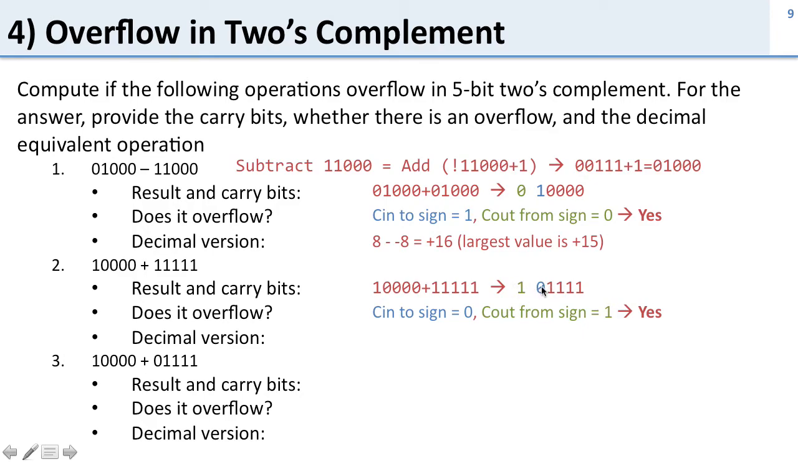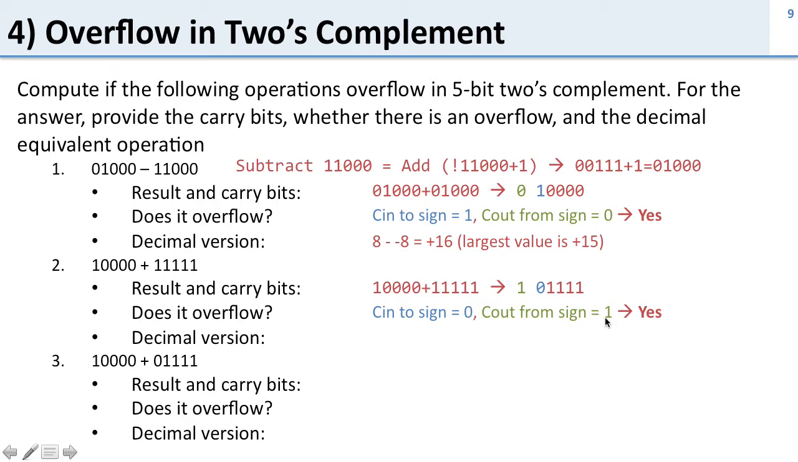So I didn't have any carries going in here, and I had a carry going out. Why didn't I have a carry going into the sign? Well, look at the addition here. In the place right before the sign bit, I was adding a 1 and a 0. And 1 and 0 gave me 1, but it didn't give me a carry. So I didn't have a carry in.